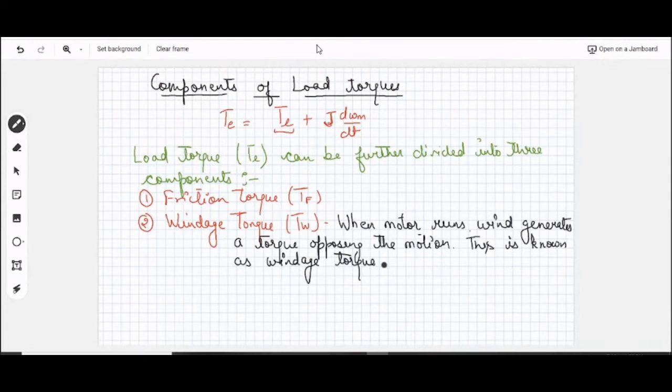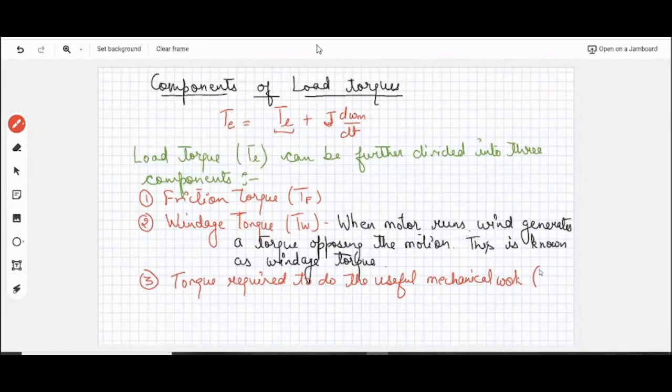Is this fine, bachcho? What about the third component? Third component is the torque required to do the useful work. Useful mechanical work, particularly for drives. And it can be denoted by capital T, capital L. Earlier we had taken capital T, small l, right? So this TL may comprise of these three components, right?